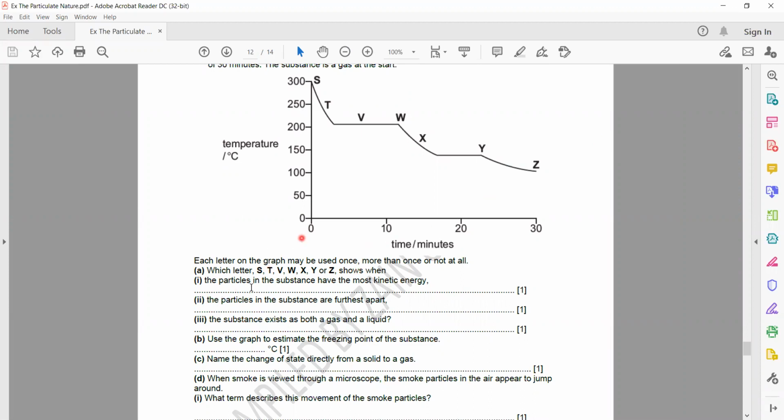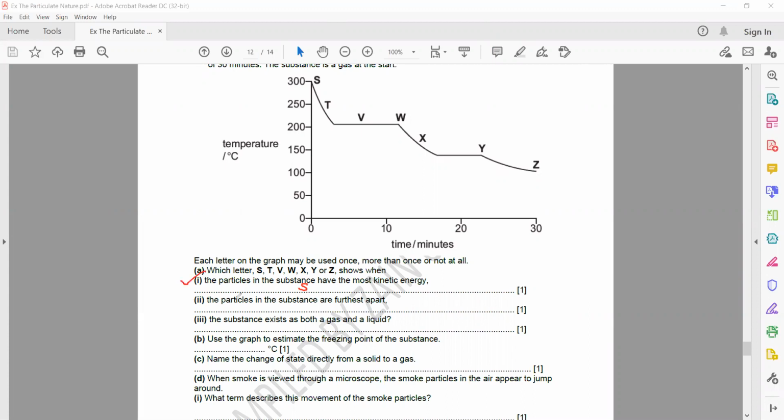The first one: the particles in the substance have the most kinetic energy. Most kinetic energy basically means the highest temperature, and they have the highest temperature at S. So S is the right answer.